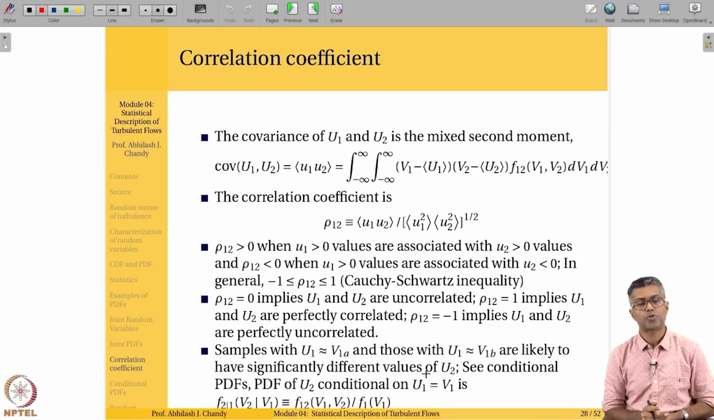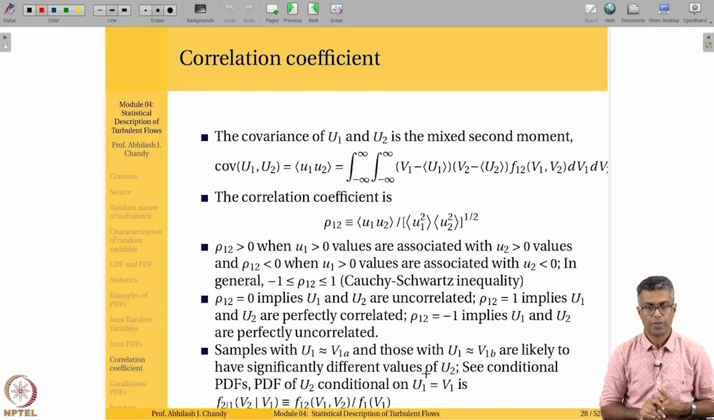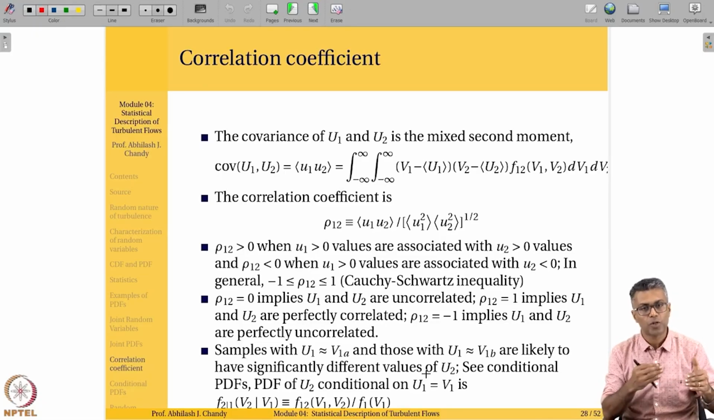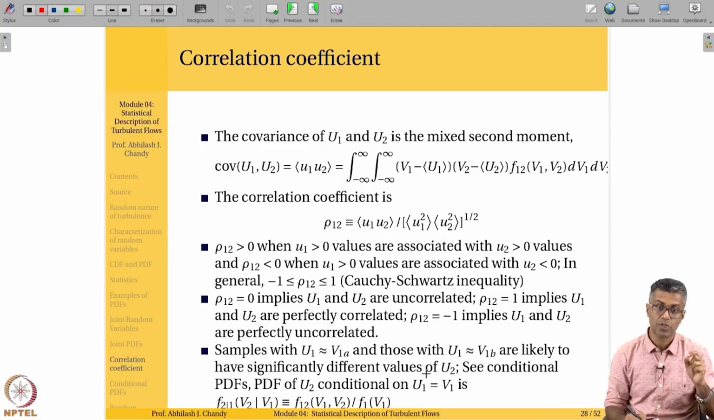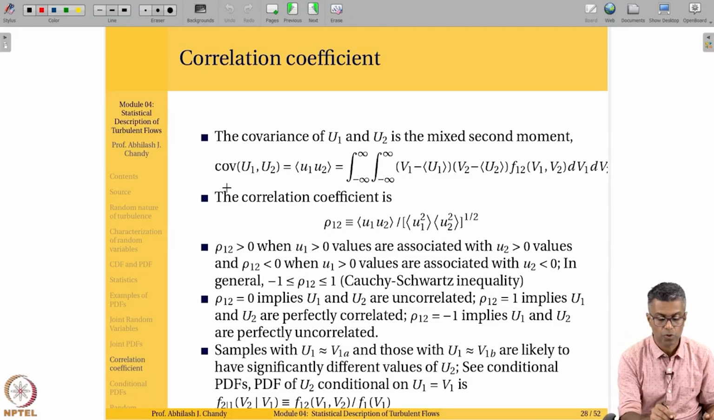So that takes us to the correlation coefficient. Now, since we have two random variables, we took an example where there were two random variables. So there is a correlation between the two variables, and that is quantified through something like a covariance. So just like we have variance for a single variable, now we have a covariance for two random variables. So cov is how I'm going to call it.